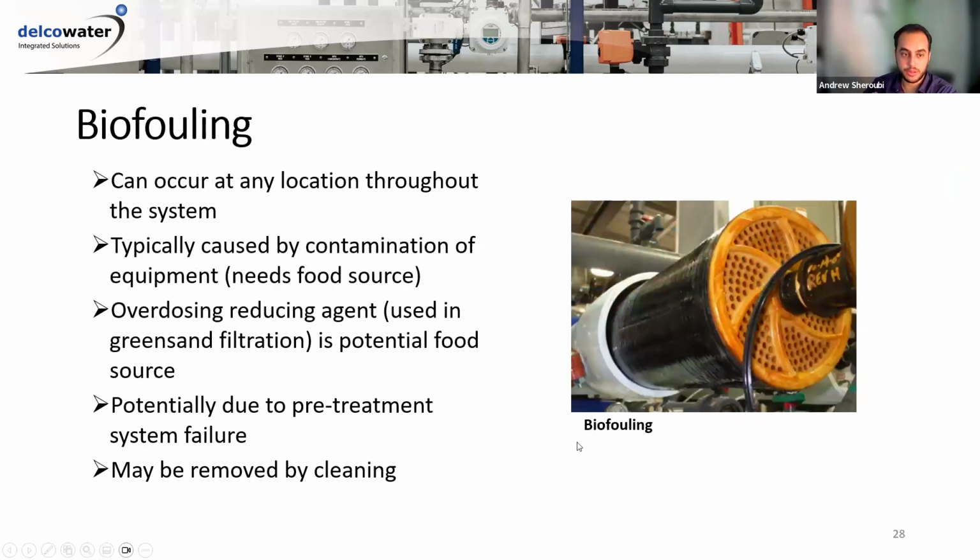There's also microbial fouling, and that can happen anywhere throughout the plant or the system, and that's because of biological compounds, bacteria, algae, things like that growing on the surface of the membrane. Usually this happens when the system is offline, or if there's a contamination somewhere in the system, because they need a food source. The existing bacteria in the water get filtered out with the RO, so it shouldn't really happen, but if it does, you might need a deep cleaning of the system.